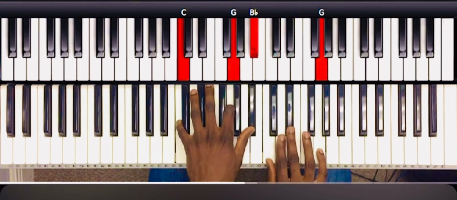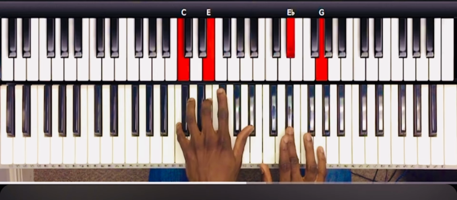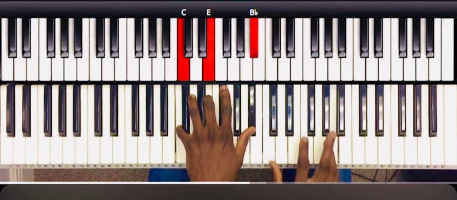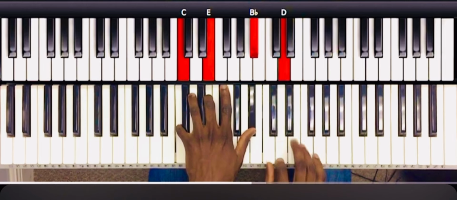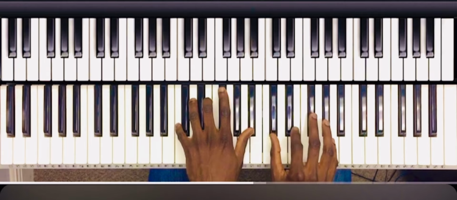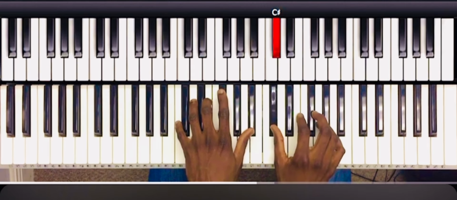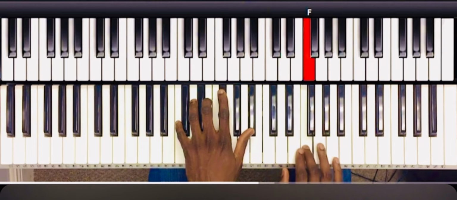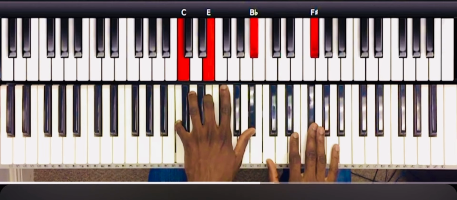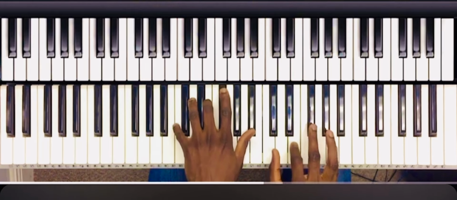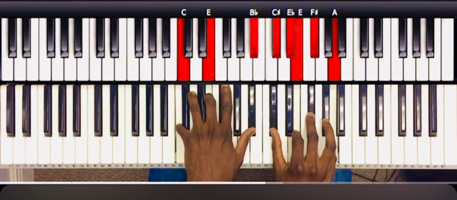I could do this, sharp 9. But once I have that, it's the 13. 8, 9, 10, 11, 12, 13. But I could do the same way, either flat 9 or sharp 9. I could also do the 11, sharpen the 11. And then do a 13, sharp 11, flat 9.